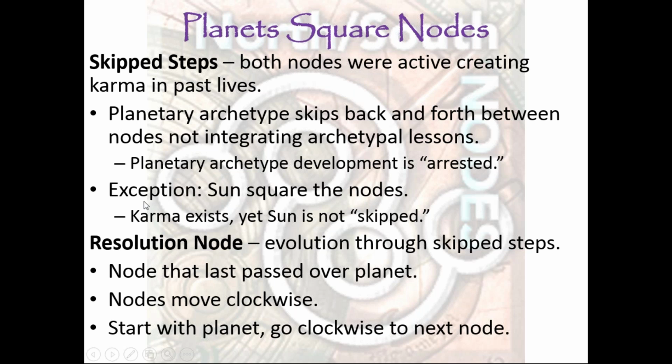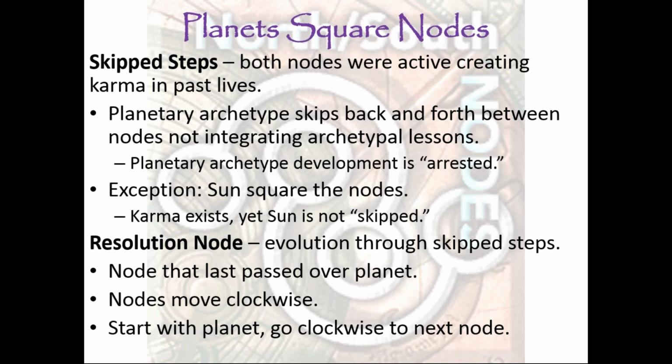Now, Jeffrey Green would teach there's an exception to Sun square the nodes. The karma exists, but you don't really skip over the Sun if you look at it from the perspective as being the center of our solar system, and therefore the life force giving energy through which all of us operate. And all you have to do is think about how you discovered astrology. You discovered it probably through your sun sign. It is the window that all of us look to in opening the door to astrology and those 12 archetypes.